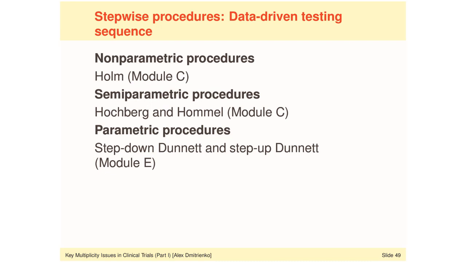And finally, very quickly, a class of stepwise procedures that rely on a data-driven testing sequence. Examples include a nonparametric procedure such as the Holm that will be again presented in Module C. There are two semiparametric procedures, the Hochberg and the Hommel, that will be discussed in Module C. And in Module E, we're going to introduce two parametric procedures that rely on a data-driven testing sequence, and those are known as the step-down Dunnett and step-up Dunnett procedures.